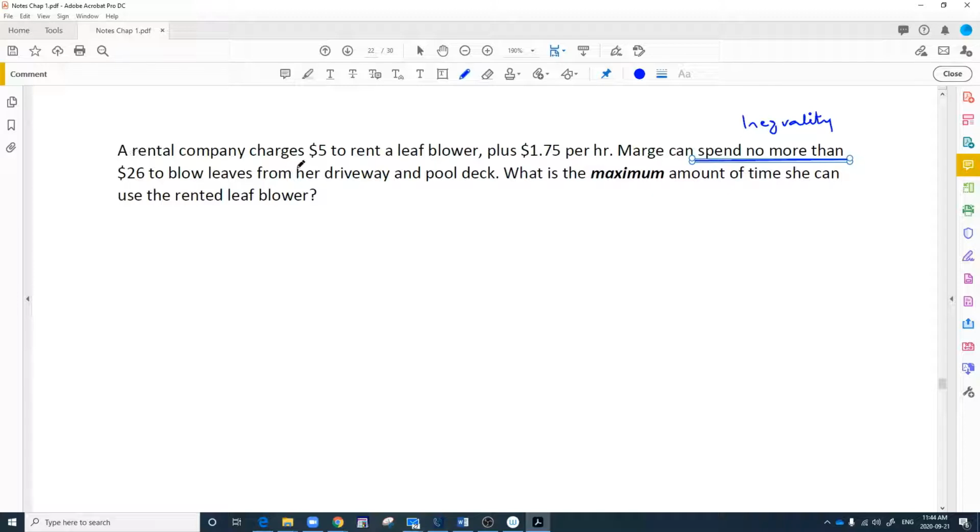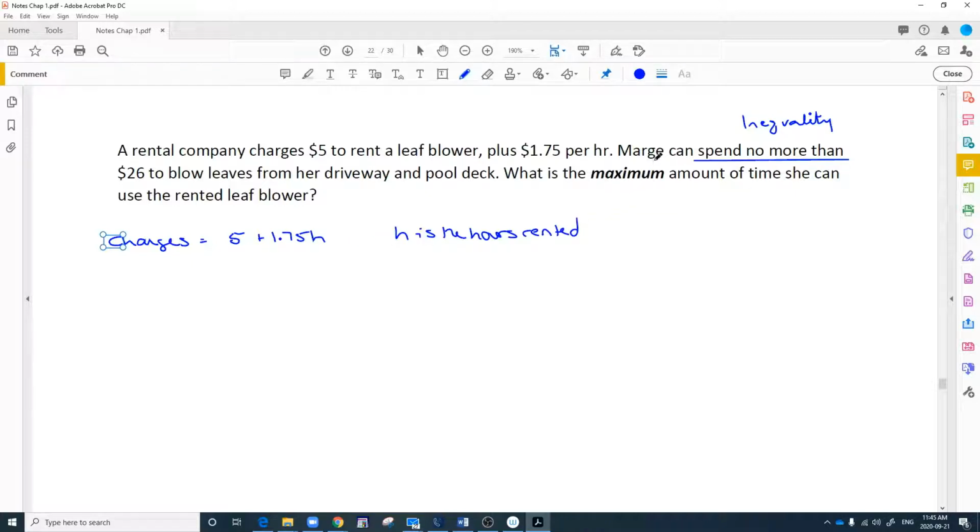A rental company charges $5 to rent a leaf blower plus $1.75 per hour. So if you rent for 1 hour, you're adding on $1.75. If you're renting for 2 hours, you're adding $3.50. And so you have to put in this H. So I'm going to say that H is the hours rented, because that's going to signify that we're going to have a variable.